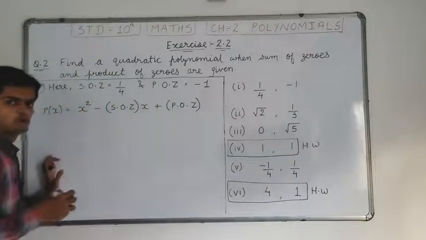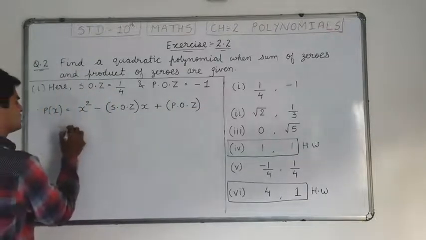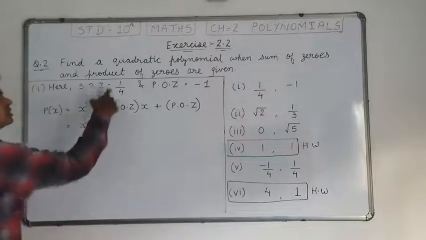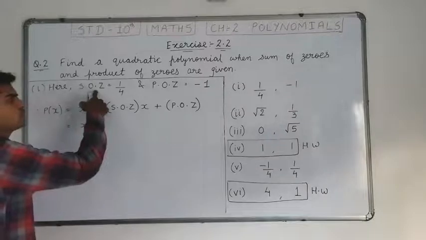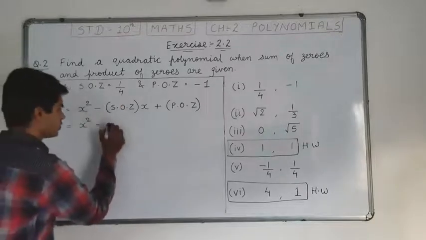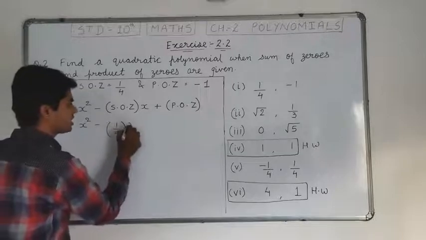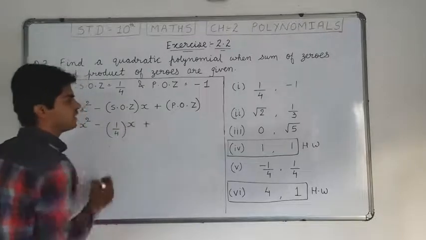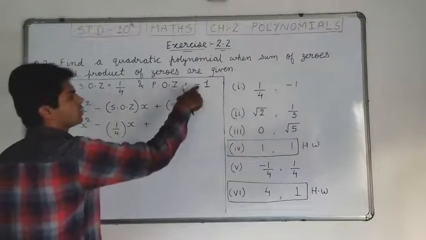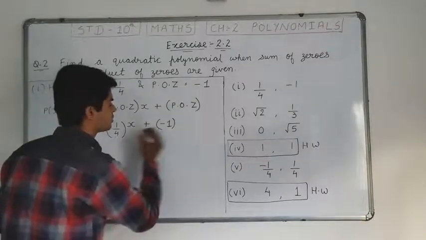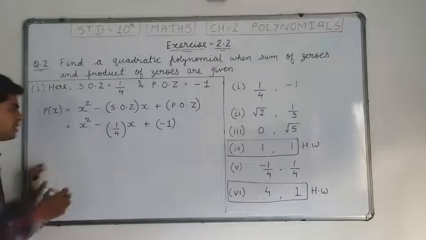Simply we will put down the values and we will take LCM wherever it is needed. x square minus sum of zeros. Instead of sum of zeros we have to put 1 by 4. So 1 by 4 inside bracket. The bracket is multiplied with x plus product of zeros. It means minus 1 inside bracket. Minus 1. Now you have to open the bracket.